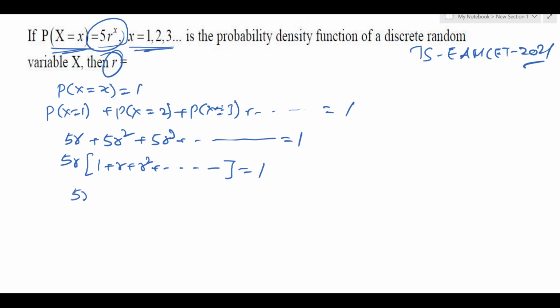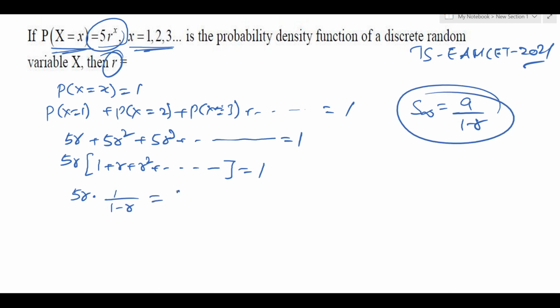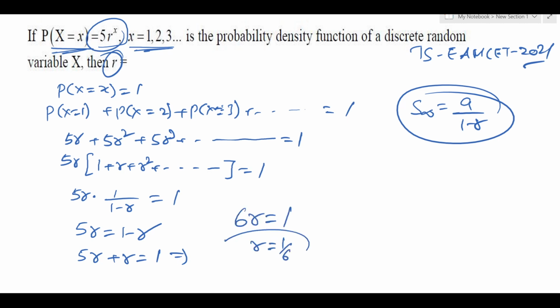This is an infinite GP. We know that for an infinite GP, S infinity is equal to a by 1 minus r, that is the formula. So 5r by 1 minus r is equal to 1. From this 5r is equal to 1 minus r, 5r plus r is equal to 1, this is 6r is equal to 1, r is equal to 1 by 6. This is the value of r.